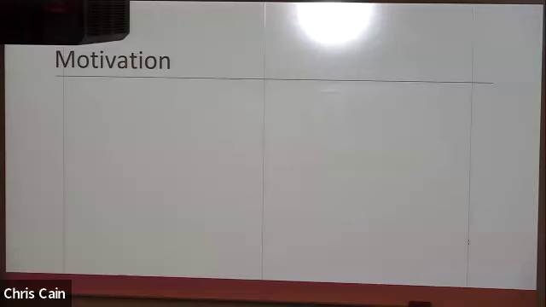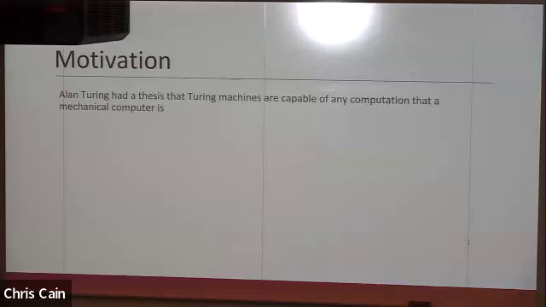So to do this, we're going to look back a little bit at some of the theory. And Turing machines, of course, come from who might be considered one of the founding fathers of computer science, Alan Turing. I can't talk about this guy enough. He was an absolute genius. So he wrote his thesis on Turing machines and said that they're capable of any computation that a modern mechanical computer is. The question that I would have for people is, how could we actually show that?